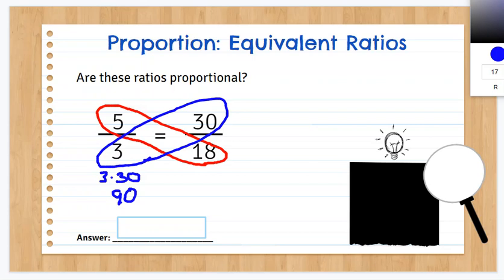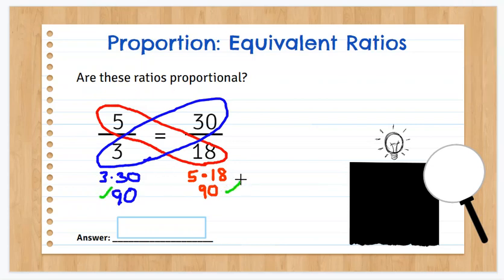Then we check and see what we get if we multiply them together on the other side. 5 times 18. 5 times 18 is also 90. Since the two numbers we got at the end are equal to each other, we know that, yes, these two ratios are proportional.